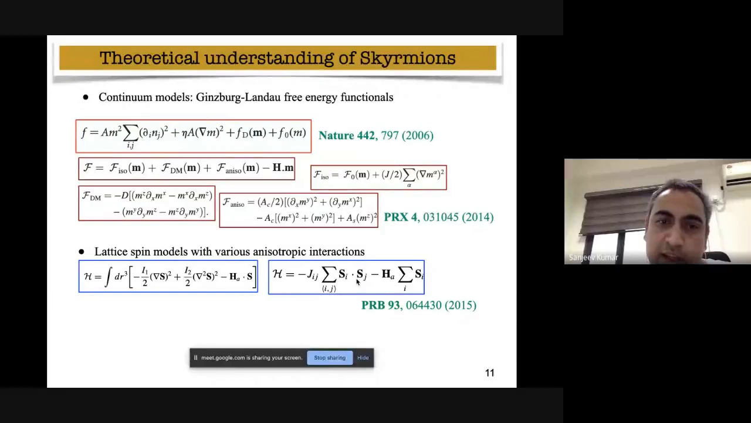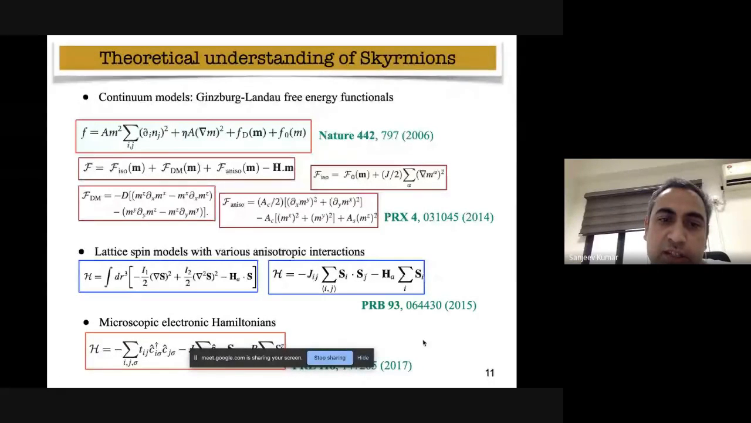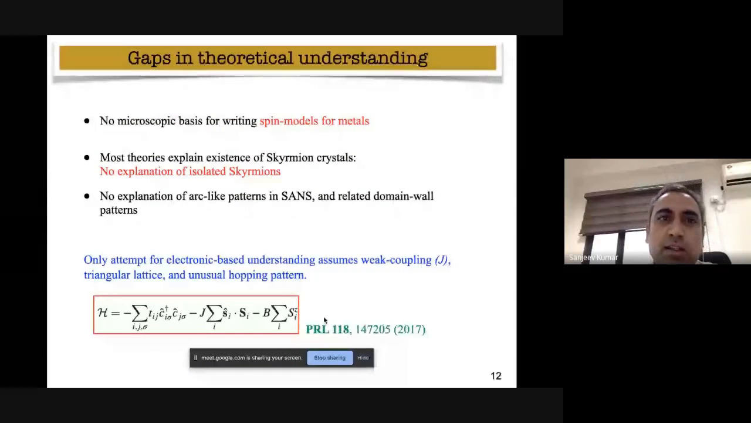And even more recently, what has become interesting is that people are trying to ask whether you can write down microscopic electronic Hamiltonians where you can define or show the existence of skyrmions. There has been some success in that direction recently, and this is one paper where they look at a triangular lattice and a certain pattern of hopping parameters on the triangular lattice with a Hund's-like coupling, and they show that skyrmions can form in this model. Now let me summarize on this slide the gaps in the theoretical understanding of skyrmion formation.